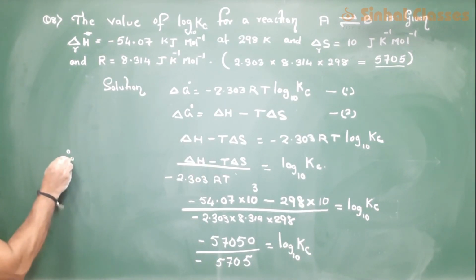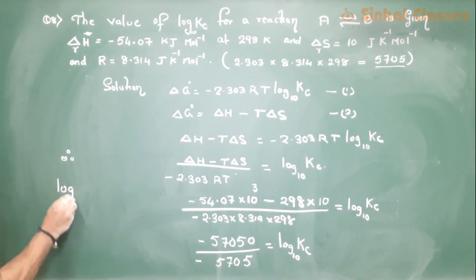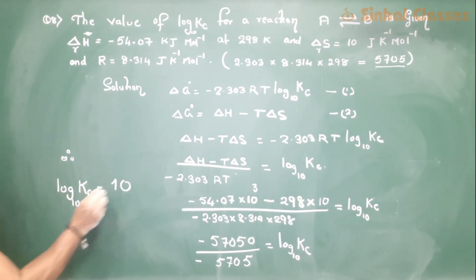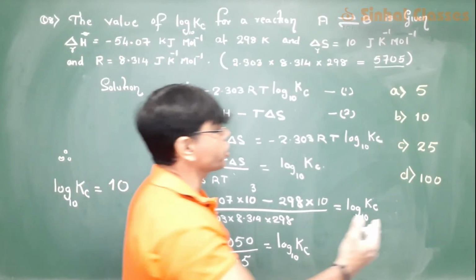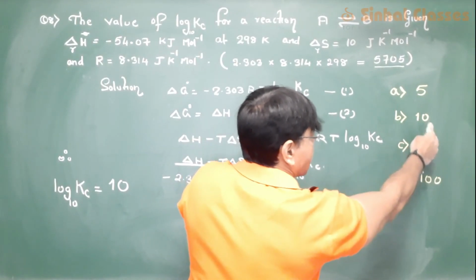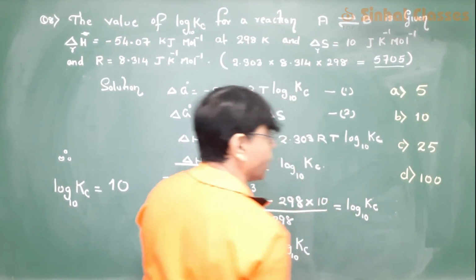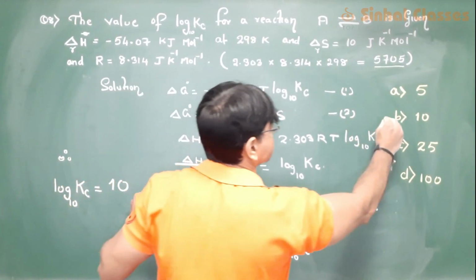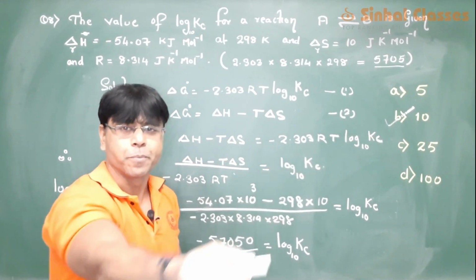Therefore, what should be the answer for log to the base 10 of Kc? The answer should be 10. The options given were 5, 10, 25, 100. We got the answer 10. So the correct answer is 10.